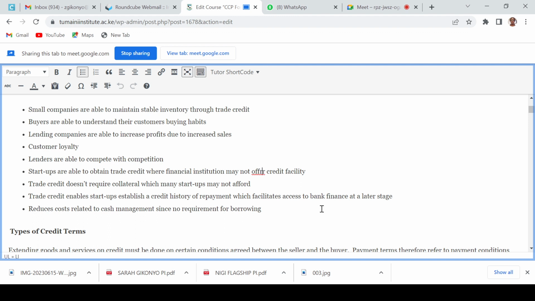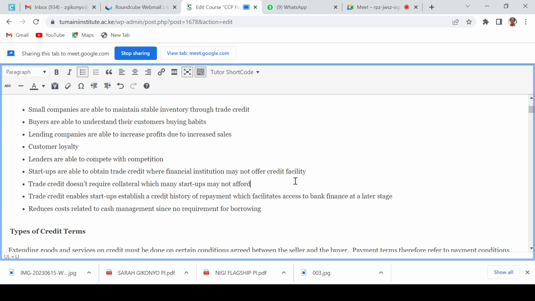So you will discover that it is easier for a buyer, for a shopkeeper, to obtain trade credit than it is to obtain a credit facility, maybe from the bank. So inasaidia sana. Trade credit does not require collateral, which many startups may not afford. So we can see these benefits, if you look at them from the point where we are talking about the benefits of credit.